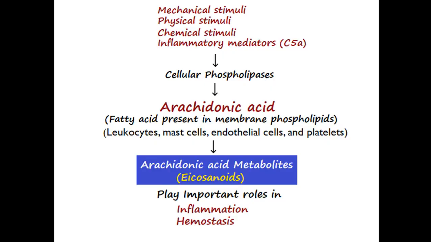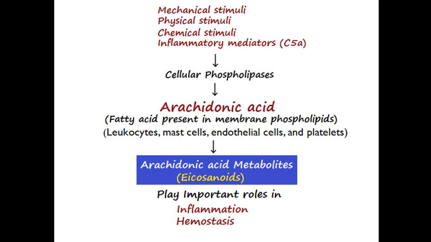Now, what is arachidonic acid? Beta, arachidonic acid is a fatty acid, and actually it is derived from the linoleic acid, which is a conditionally essential fatty acid and present in the phospholipid bilayer of the cell membrane. And the enzymes known as the cellular phospholipases, particularly the phospholipase A2, are activated by mechanical stimuli, physical stimuli, chemical stimuli, and inflammatory mediators like a component of the complement known as the C5A. So when these phospholipases are activated, they break down the arachidonic acid. The cells where these cellular phospholipases are present include leukocytes, the mast cells, endothelial cells, and the platelets.